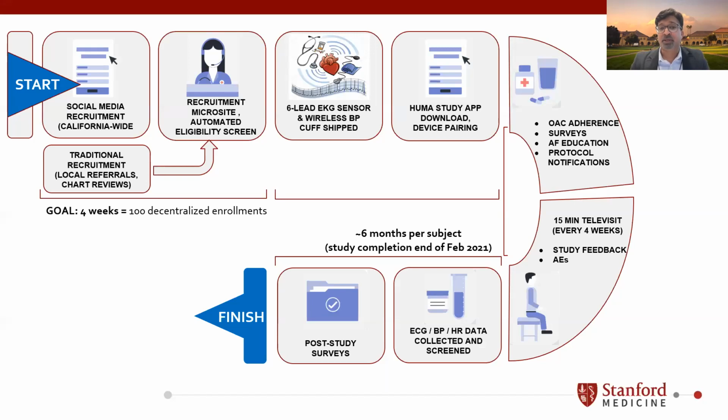Over the next 6 months, they would complete weekly oral anticoagulation adherence surveys. And again, they would receive those notifications and education through the app. They would get 15-minute televisits, which could be done either by video or by phone every 4 to 6 weeks, roughly. And they would give study feedback.